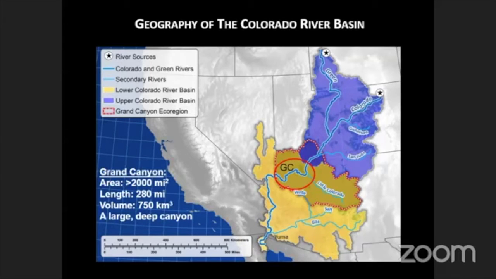Grand Canyon makes up about 2,000 square miles. The river through Grand Canyon from Lee's Ferry to Lake Mead is about 280 miles long. This is one of the world's most prominent large deep canyons, certainly one of the best known large deep canyons, ecologically, politically, and scientifically.